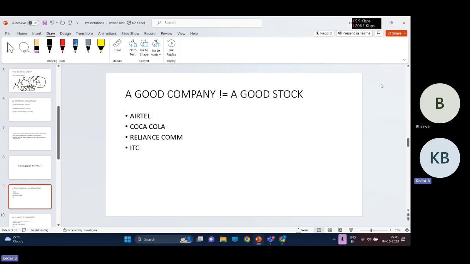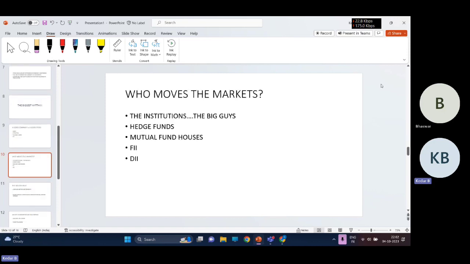It does not matter to me. It does not matter that the institutions will buy it and its price will start going up. It does not matter if it's a good company. Okay, I spent too much time on it. Sorry.